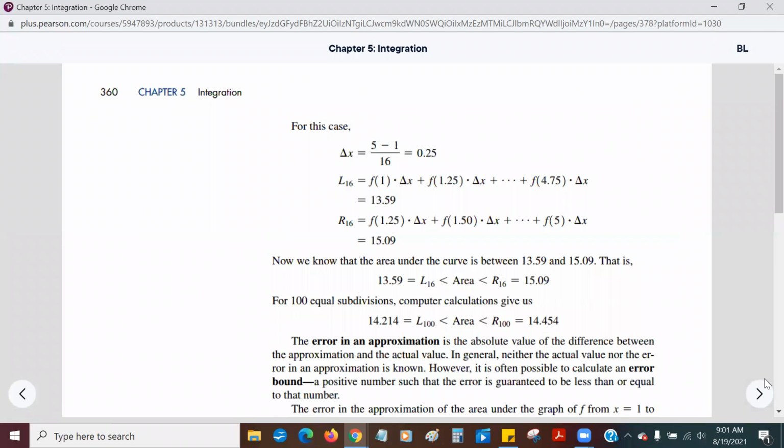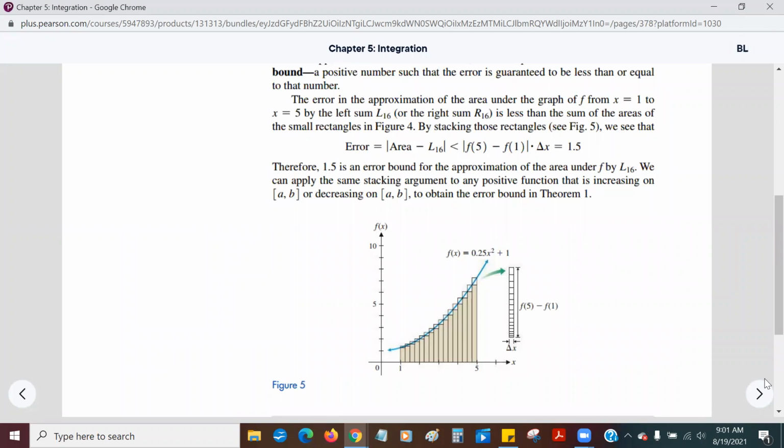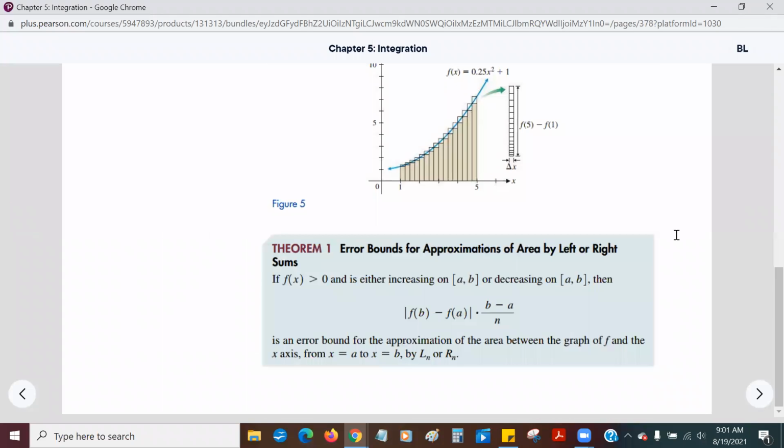And that's what's going to happen. This is called the error bounds for approximation. If f of x is greater than 0 and is either increasing on [a, b] or decreasing on [a, b], it has to be monotonically increasing or decreasing, then f of a minus f of b, that's the largest. That's from this point right here, the y value here and the y value there. I subtract those two y values, and then multiply that times (b minus a) over n.